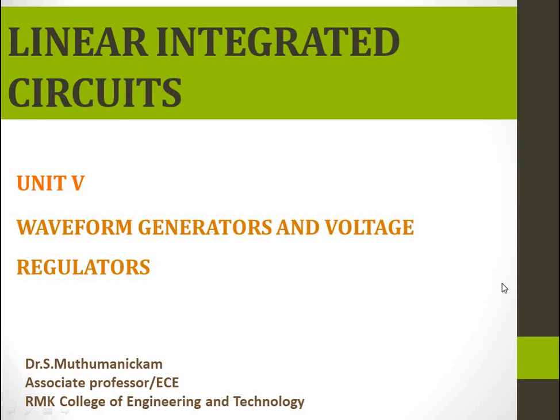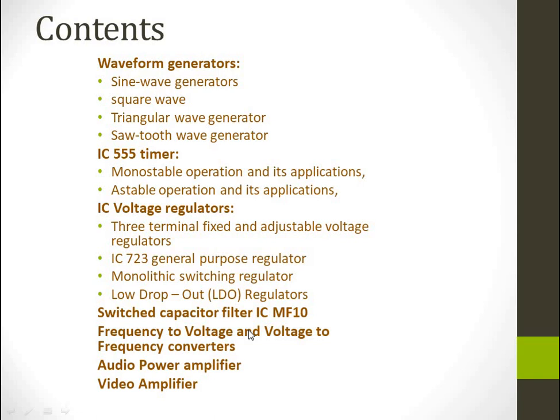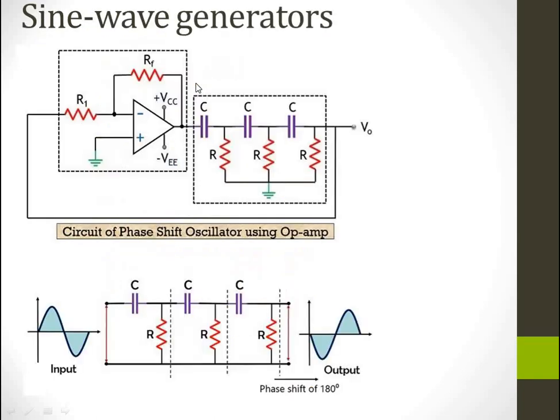In this class, I am going to tell about the oscillators, what are the different types of oscillators available, and in what way they will be used for commercial applications as well as industrial applications, many things. So among these waveform generators, we have sine wave generator, square wave, triangular wave, sawtooth wave. Today we will discuss one of the sine wave generators that is most familiar.